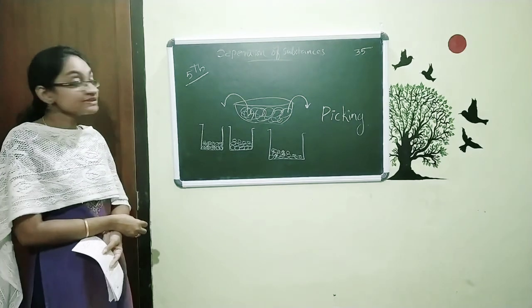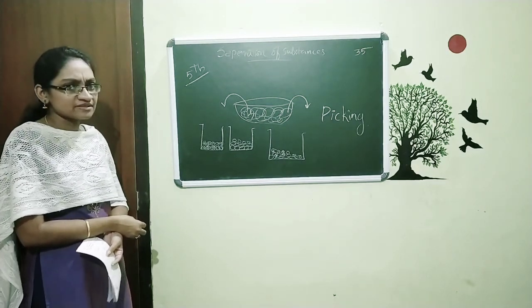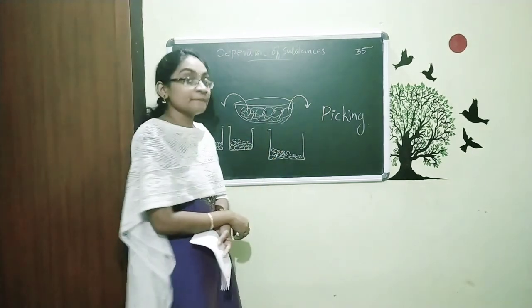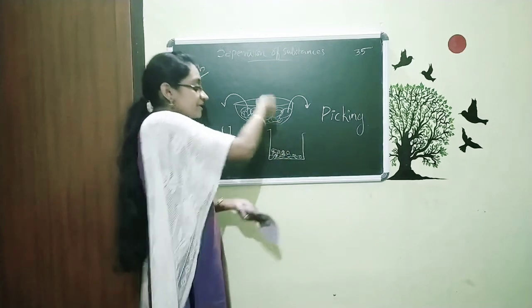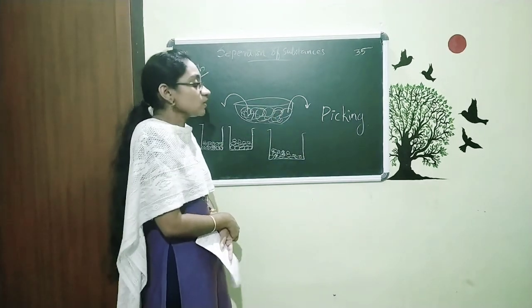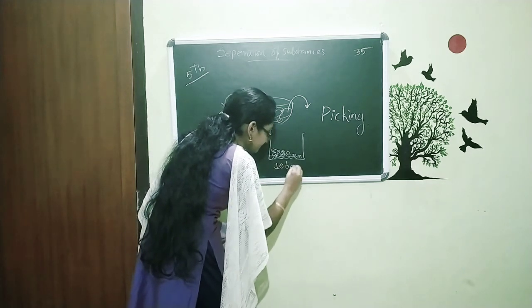Now you want to separate these white and black beads. How can you separate this? It is also simple. You will use the picking technique. That means you will pick each and every white and black bead. Now, in the first case, I have only 10 beads.